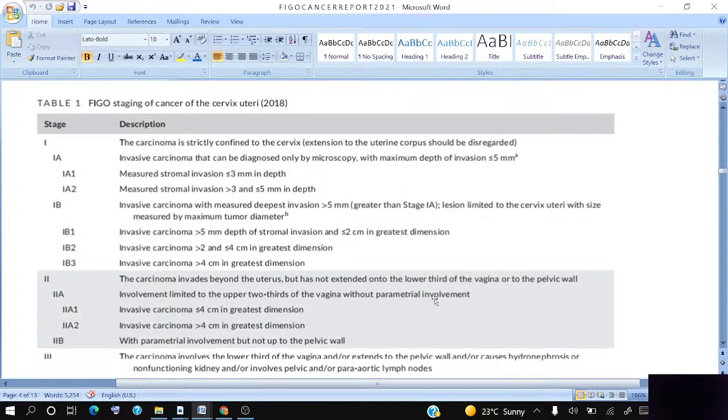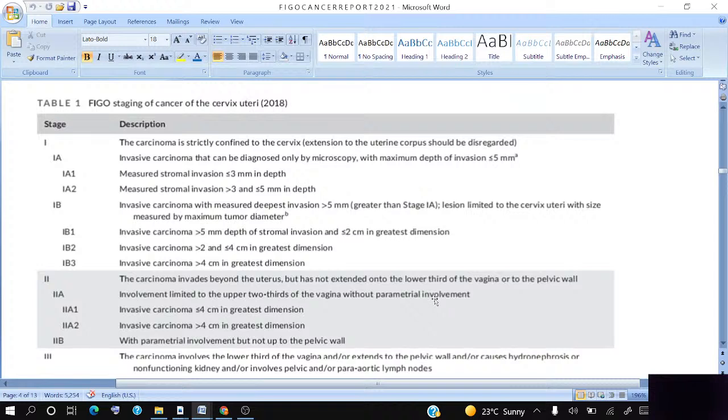Again 1B is divided into 1B1, 1B2, and 1B3. So 1B1 is invasive carcinoma with depth more than 5 and less than 2 centimeters, 1B2 is invasive carcinoma more than 2 and less than 4 centimeters in greatest dimension, and 1B3 is invasive carcinoma more than 4 centimeters in greatest dimension.